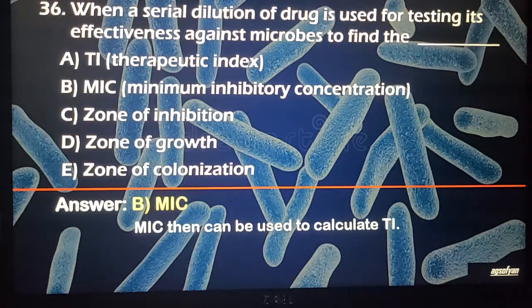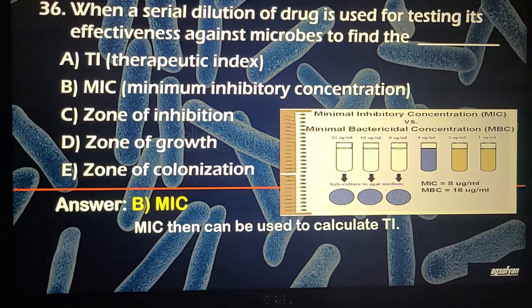Okay, the answer is MIC. To find the MIC, minimum inhibitory concentration, usually we dilute the drugs and then add them into the bacterial growth, and then we see which one actually kills the bacteria. MIC can also be used for calculation of TI later.